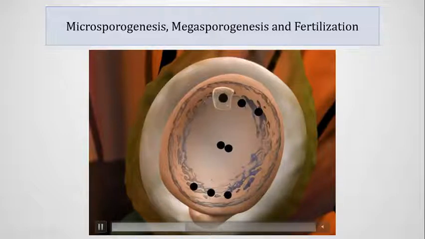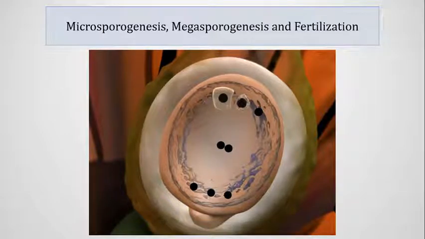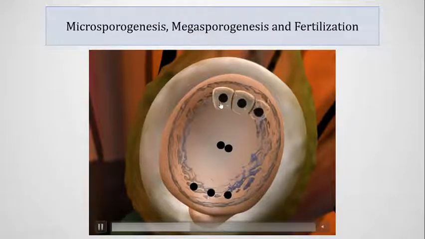So now these nuclei turn into complete cells. These 3 cells are called antipodal cells, and the cell that is red marked here near the micropyle is called the egg or ovum, and that is assisted by 2 synergid cells. So by this process megasporogenesis has been completed.